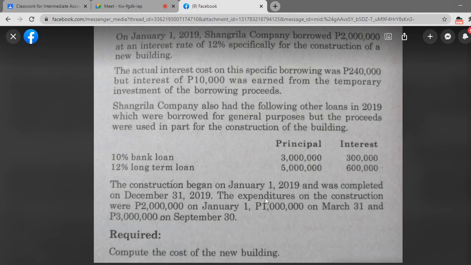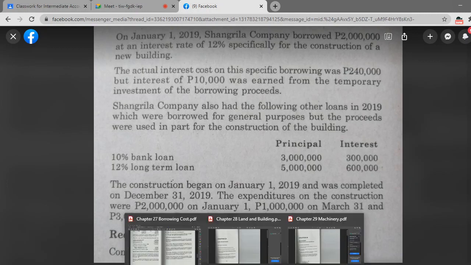So, this is what I was telling you: the expense is staggered, or our spending of money is not on a one-time full-blow basis. The expense was staggered. In fact, we have 2 million on January 1, but after 3 months he released another 1 million, and 3 million at the end of the 9th month. So, we have enough reason why he temporarily invested the money, because he did not use all of it on January 1.